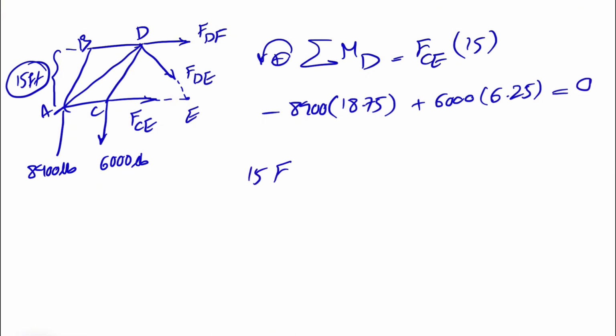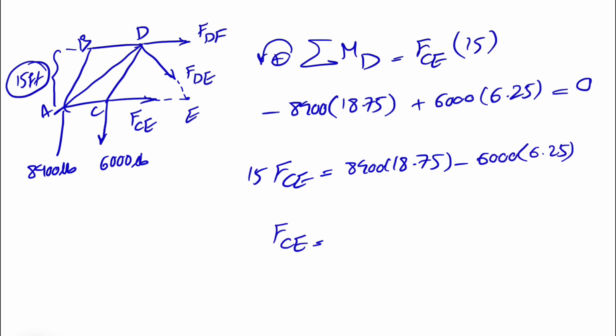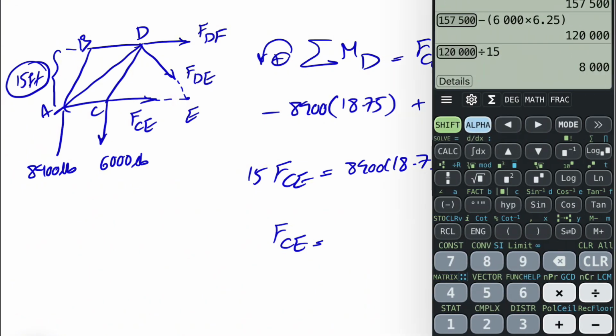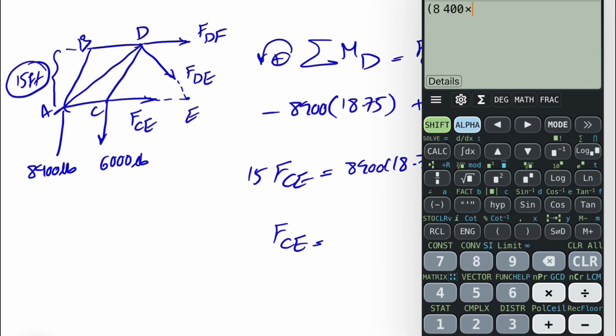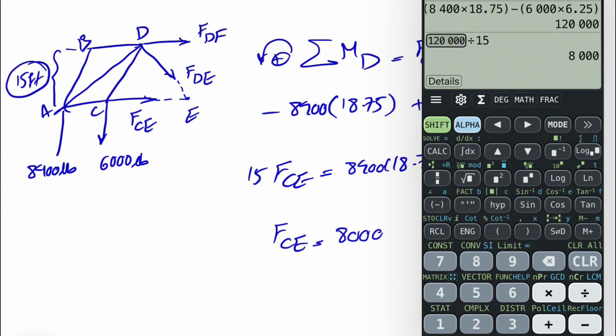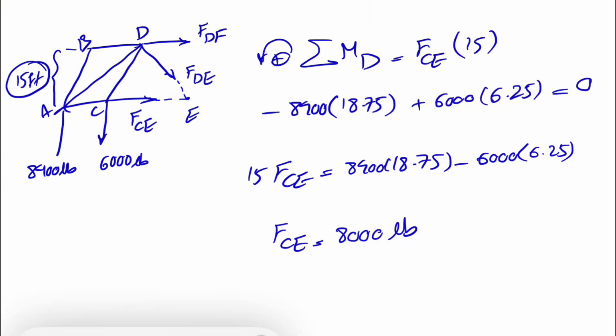And here 15 FCE would be equal to 8,400 times 18.75 minus 6,000 times 6.25. So if we calculate FCE, we have 8,400 times 18.75 minus 6,000 times 6.25. We're going to divide that by 15. That's going to give us 8,000 pounds for FCE.